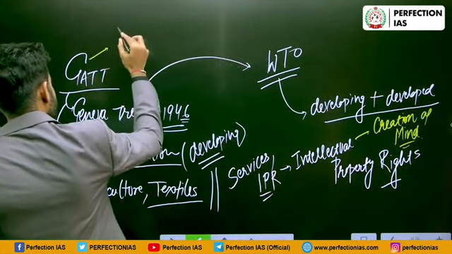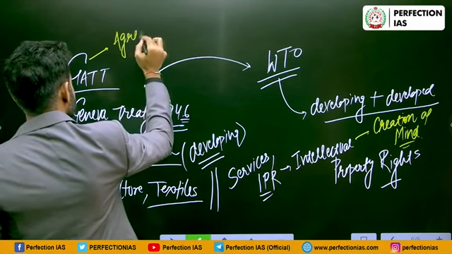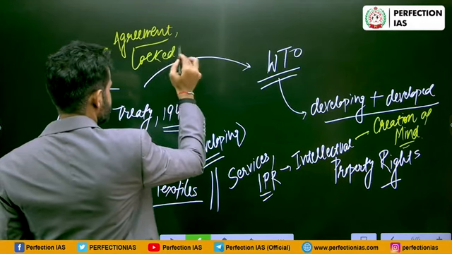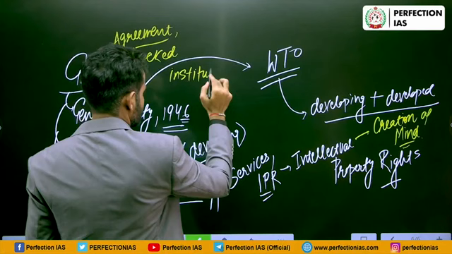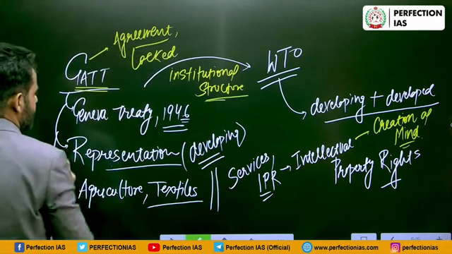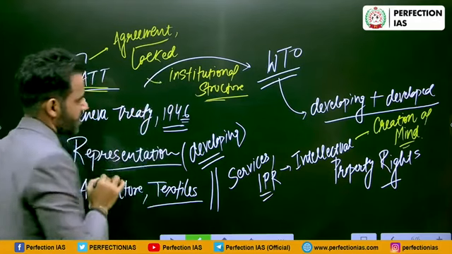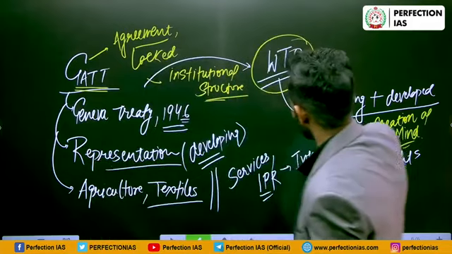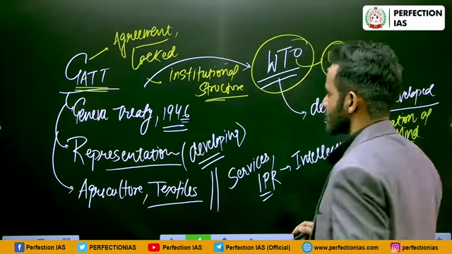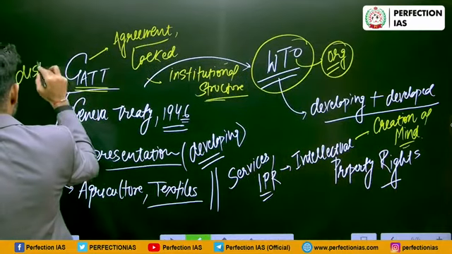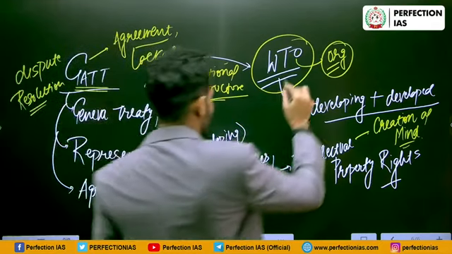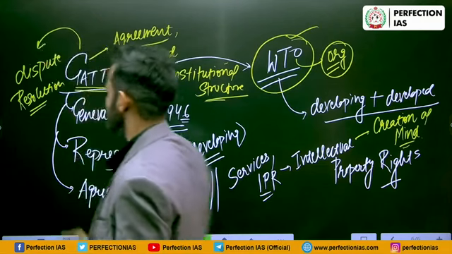Another problem with GATT was that it was a mere agreement and it lacked institutional structure. What does that mean? It was just an agreement, as the name suggests, and it did not provide any institution for that. Now this problem was addressed when WTO came into picture. O stands for organization, so it led to establishment of an institution. Because of this institution, the dispute resolution mechanism became easier in case of WTO, and it was a major problem in case of GATT.